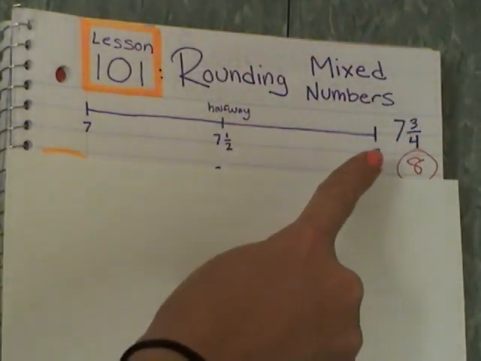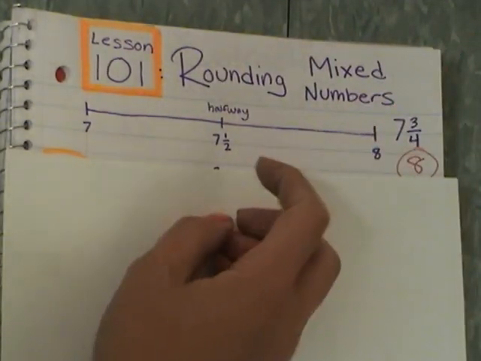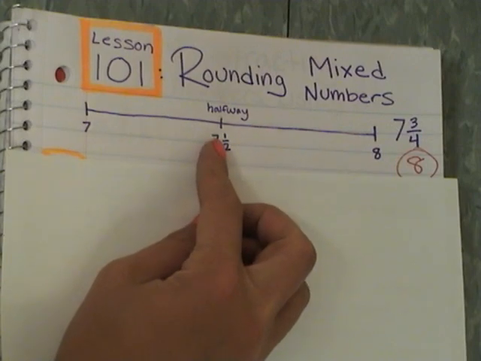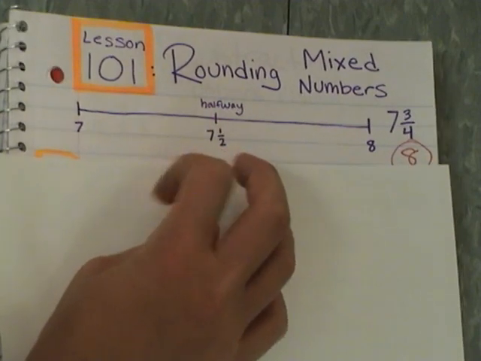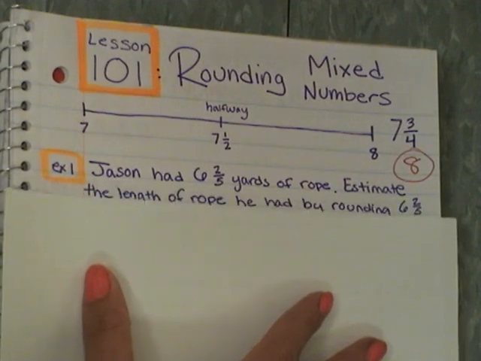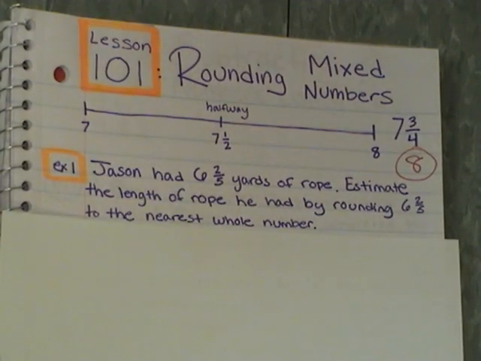Now, if my number was 7 1/4, halfway is 2/4. So if I had 1/4, I'd round it back down to 7. Here's our first example. Go ahead, copy it down, and try it yourself.